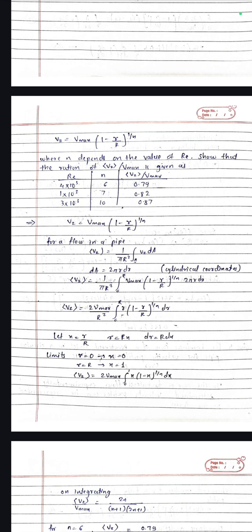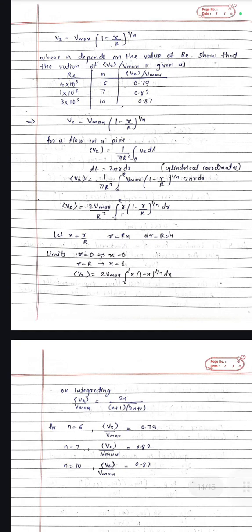Now we have the equation Vz is equal to Vmax (1 minus r by R) raised to power 1 by n. For a flow in a pipe, mean Vz is equal to 1 by pi R square integral of Vz dA, where dA is equal to 2 pi r dr. Now putting the values of Vz and dA, we get mean Vz is equal to 1 by pi R square integral from 0 to R of Vmax into (1 minus r by R) to the power 1 by n into 2 pi r dr. By rearranging this, we get mean Vz is equal to 2 Vmax by R square into integration of r (1 minus r by R) to the power 1 by n dr.